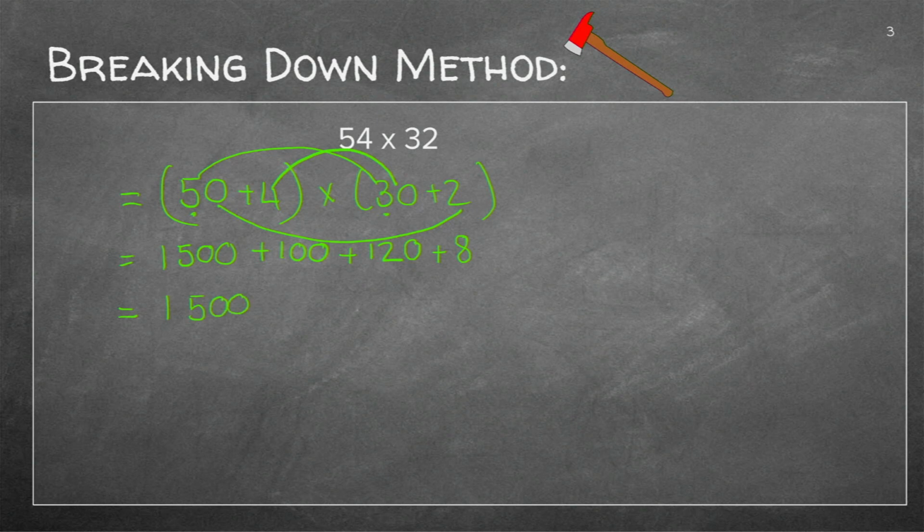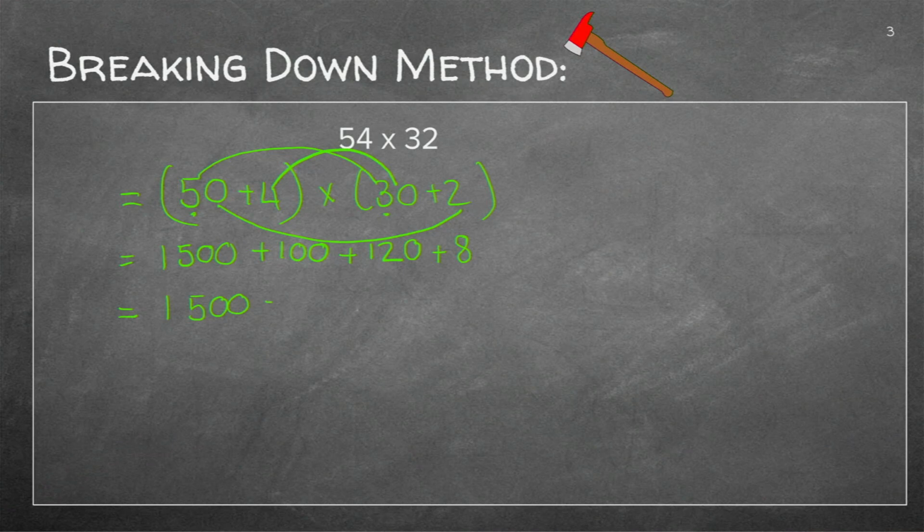Why do we do that? To make sure you don't make silly mistakes when adding numbers of the same value. So 1,500 plus 100 plus 120, they are the same value, plus 8. So this will give you 1,500 plus 220 plus 8. So your final answer will be 1,728. You can pause the lesson and see if you can do the next one all by yourself.